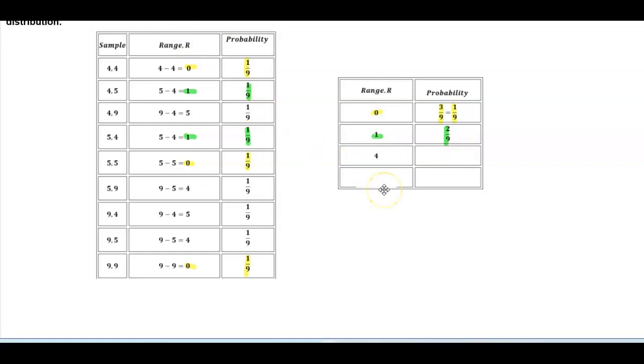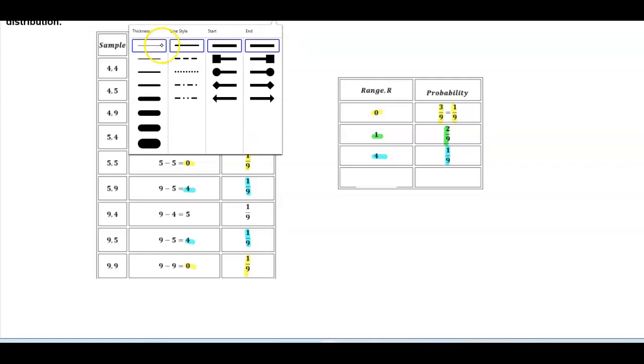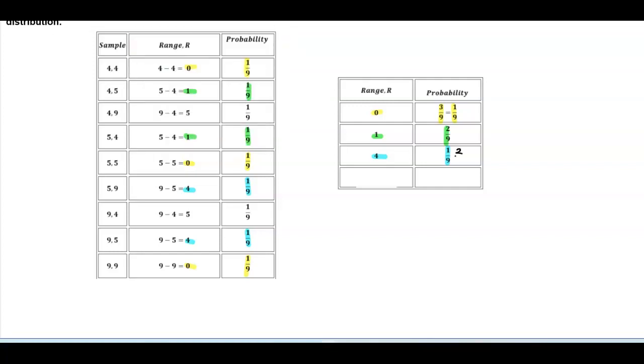Next value is 4. So we have 1, 2, so 1/9 plus 1/9 gives us 2/9. And then the last one, we have 5. So we have 1, and then we have 2, so that's 2/9. So that represents 2/9. So there is our table.